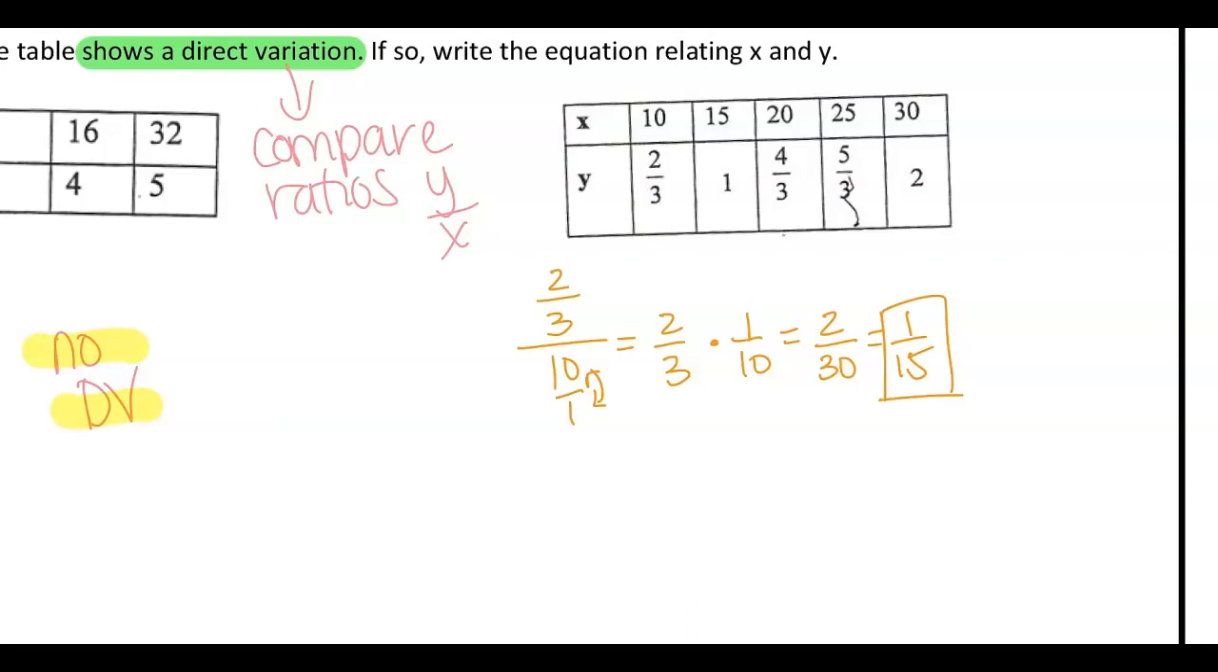KCF, or some people say KFC, for keep, change, flip. So I don't know how they do it. I just do KCF. It's okay. Keep, change, flip.